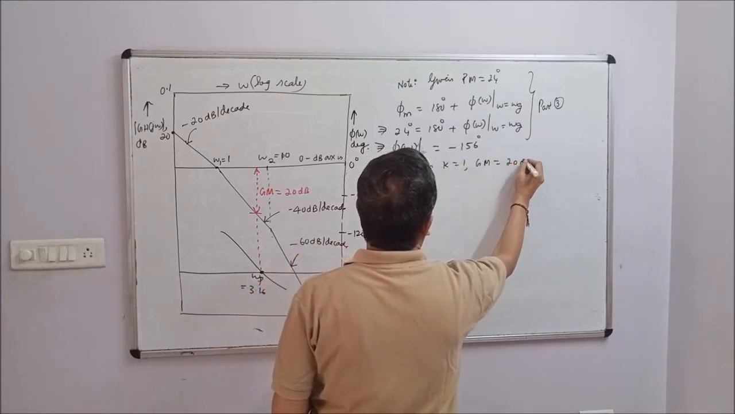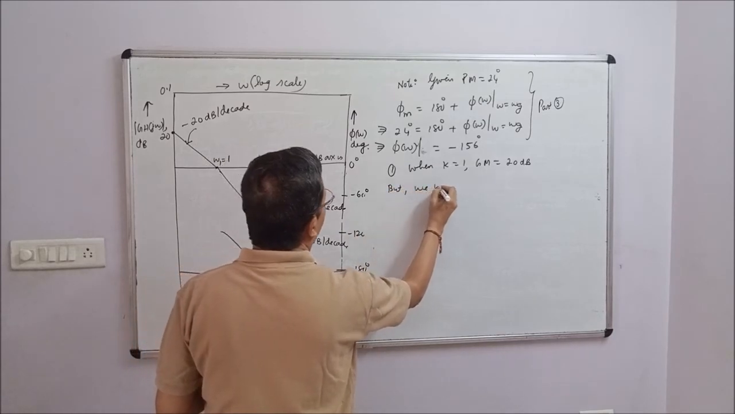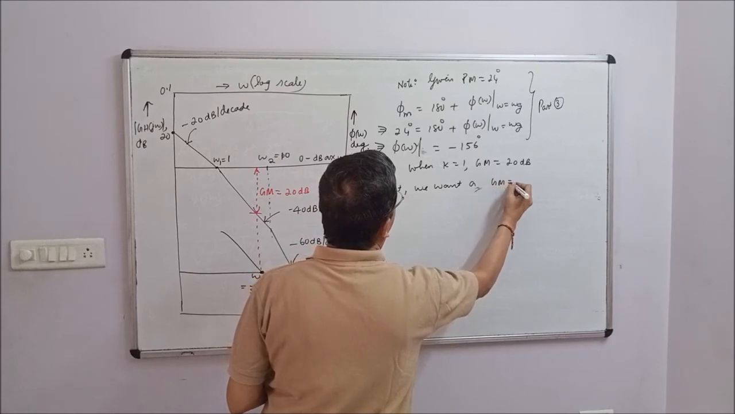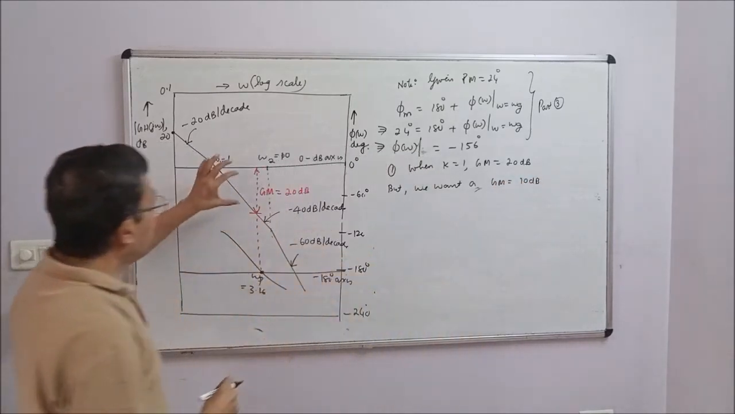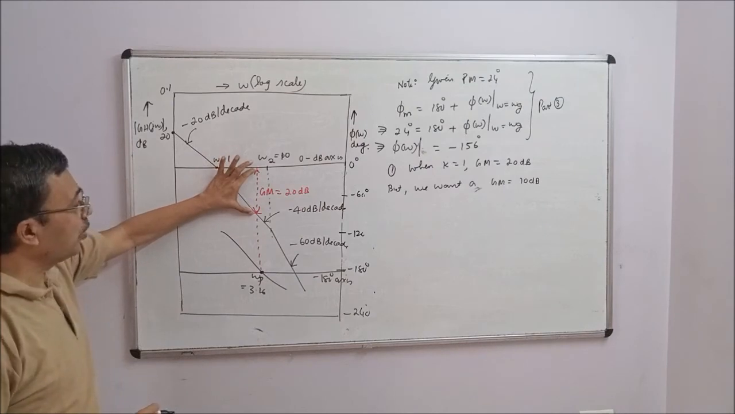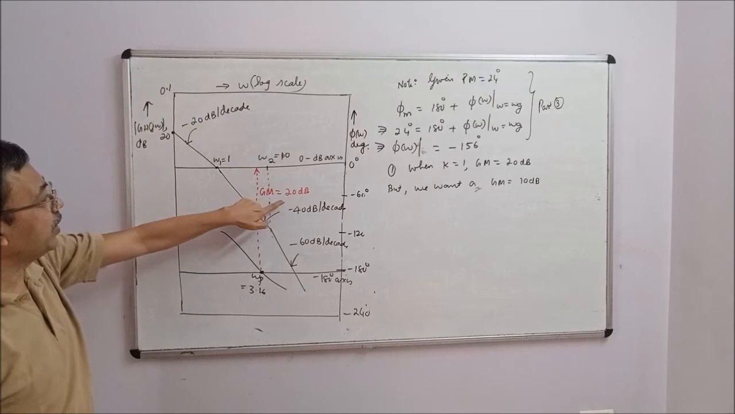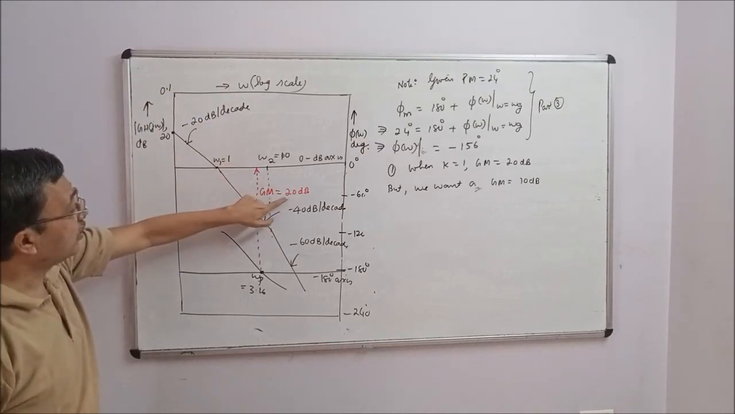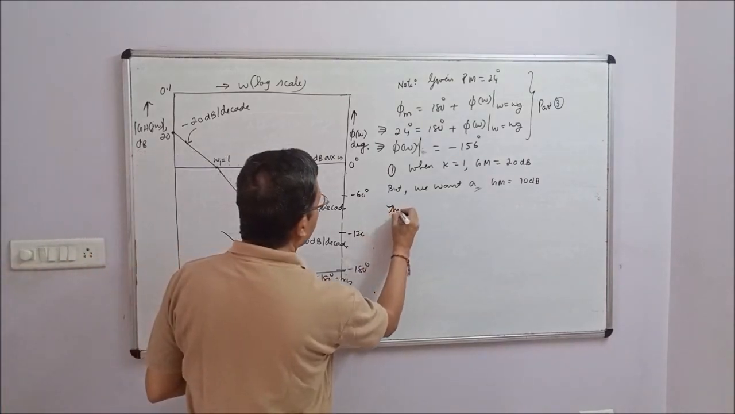First part, when k is equal to 1, gain margin is equal to 20 dB. But we want a gain margin equal to how much? 10 dB. That means this 20 dB has to become 10 dB. Therefore, the magnitude diagram must be pushed up by 10 dB. If you push this magnitude diagram by 10 dB, this 20 dB will become 10 dB.